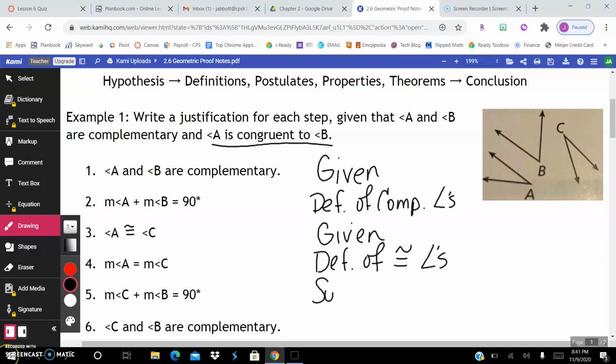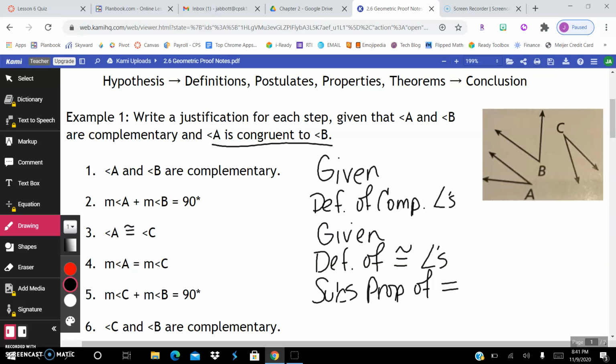That is the substitution property of equality because we used steps 2 and 4 here. Step 2 said measure of angle A plus B is 90. And 4 said that A and C are equal. So therefore, I could substitute in number 2, the measure of angle C in for A. Since they're the same, I can switch them out or substitute them out. So, and they're equal, then we can say that C plus B is 90 degrees using the substitution property.